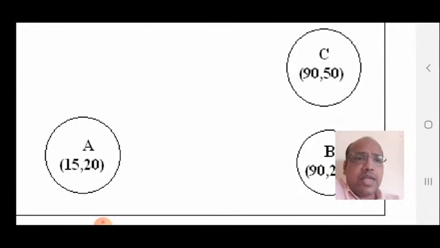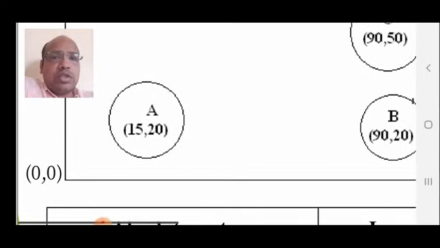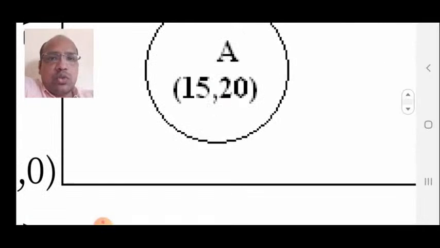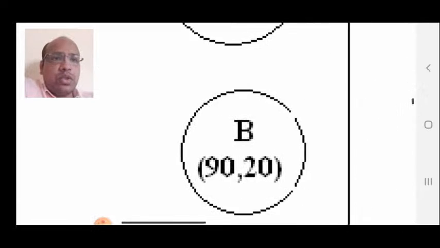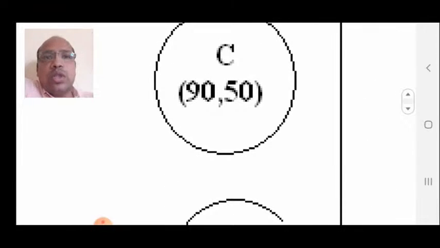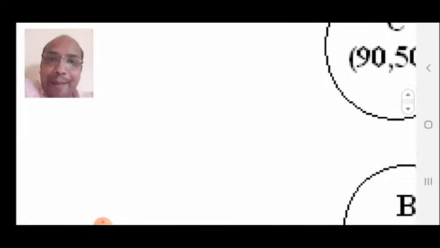Now what actually happens in the absolute coordinate system? Suppose this is an origin I have shown here. With respect to the origin, the coordinates of point A are written. With respect to the origin, the coordinates of point B are written. Similarly, with respect to the origin, the coordinates of point C are written. This happens in the absolute coordinate system.